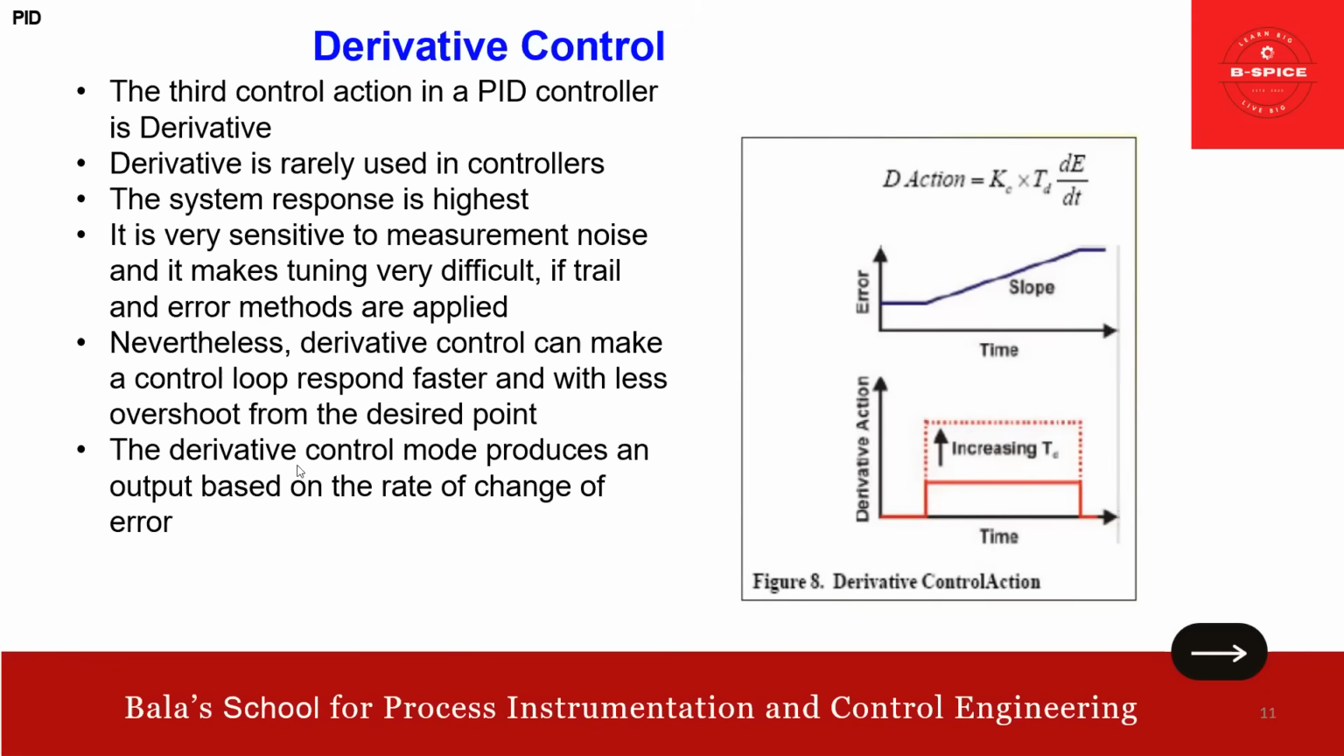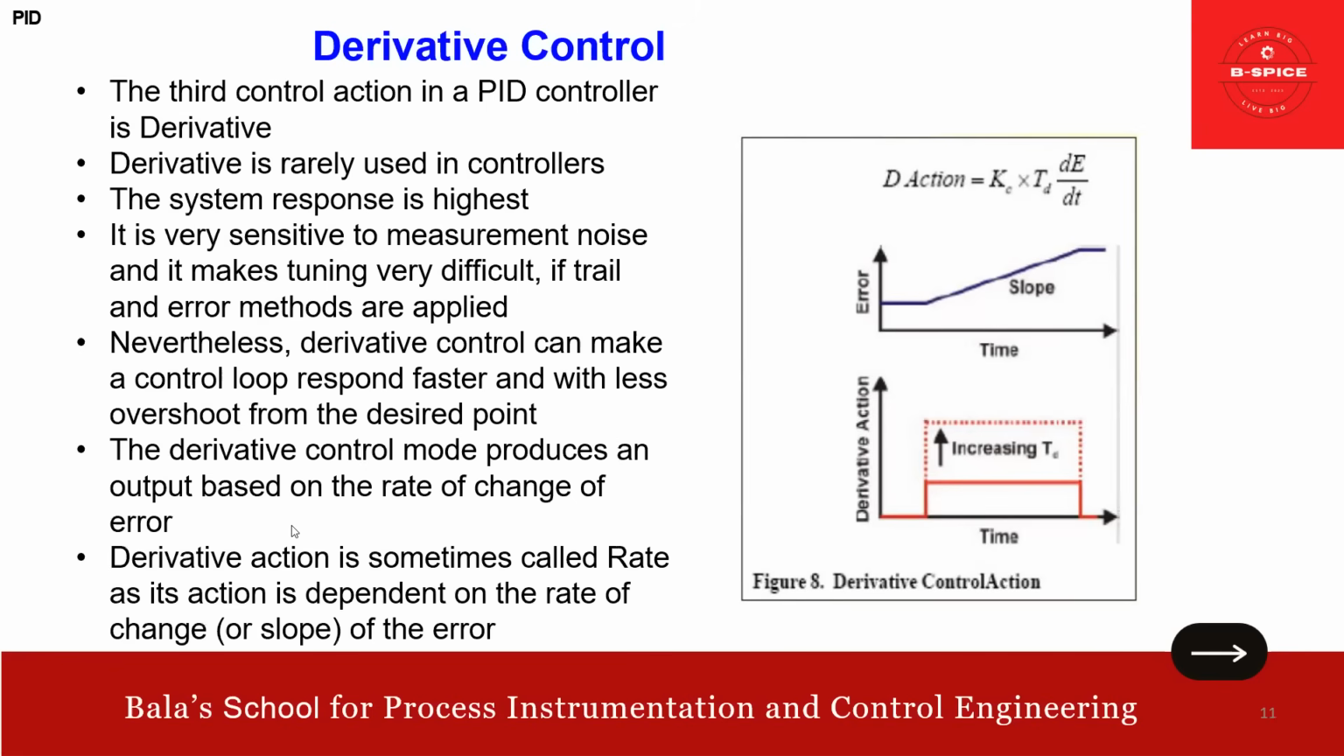Okay, right. So the derivative control mode produces an output based on the rate of change of error. So this is a very important point, rate of change of error. Okay. Derivative action is sometimes called rate as its action depends on the rate of change of the error. Okay, right, friends. This is the typical derivative action. You can see here. Yes. Increasing time. This is the TD, derivative action.